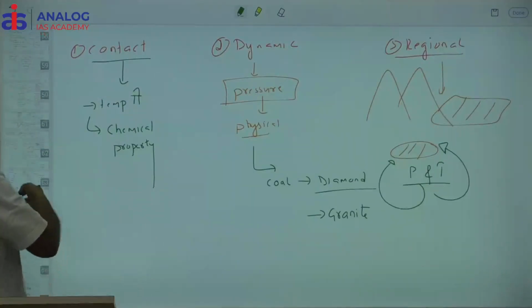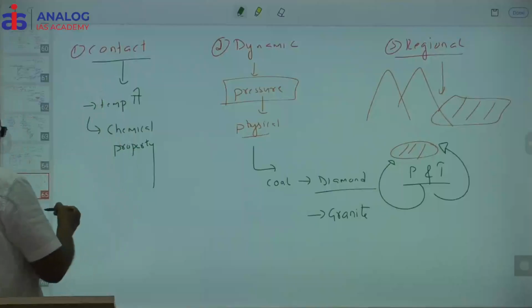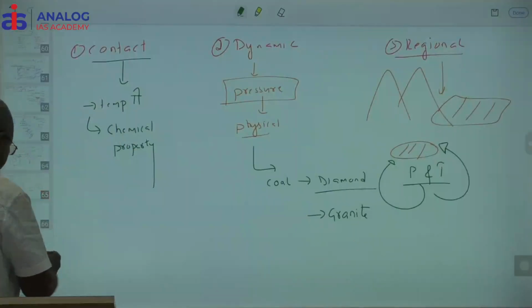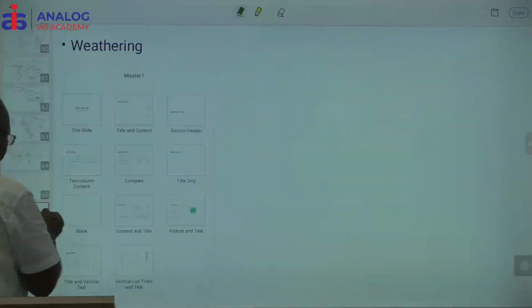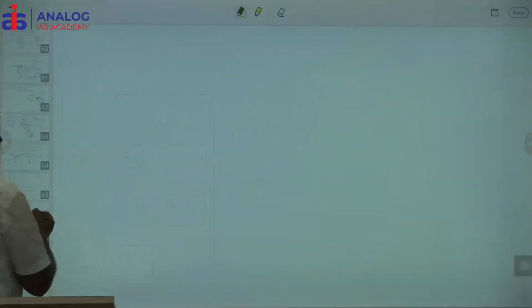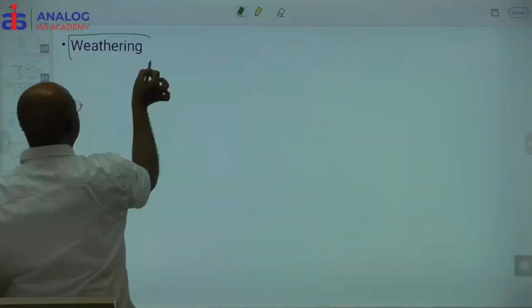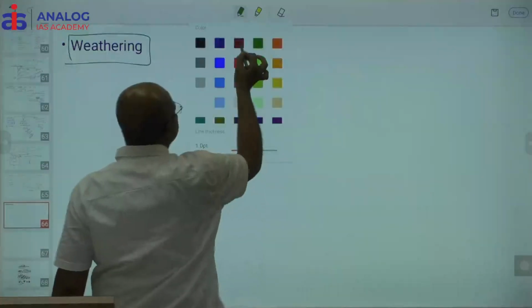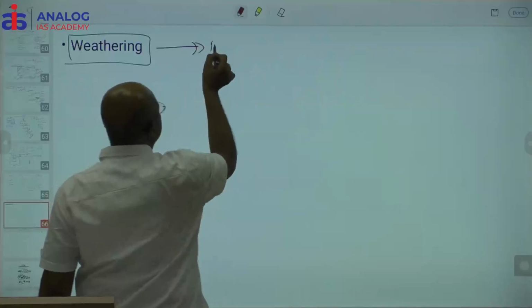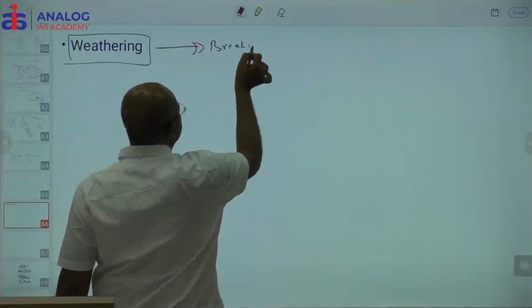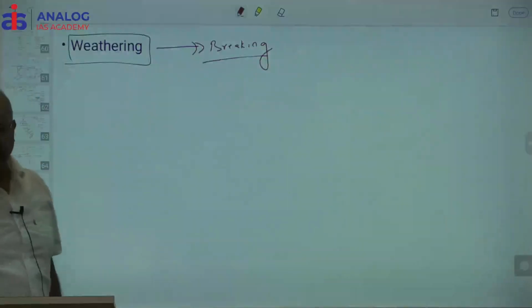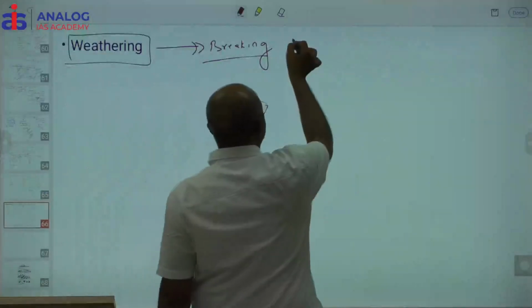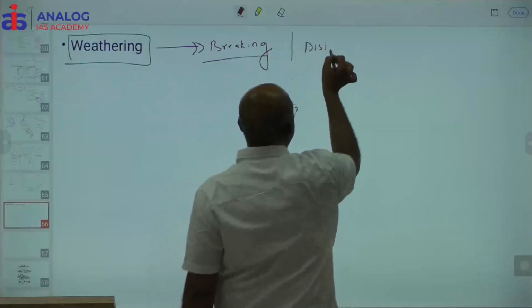Now, next we move on to a process called weathering of the rocks. Weathering means breaking of the rocks, or we use the term disintegration of the rocks. Breaking of the rocks or disintegration of the rocks.